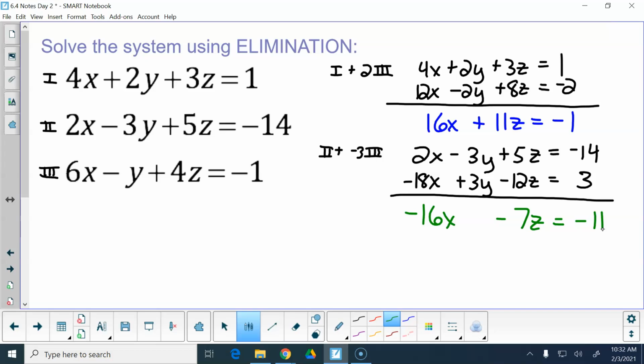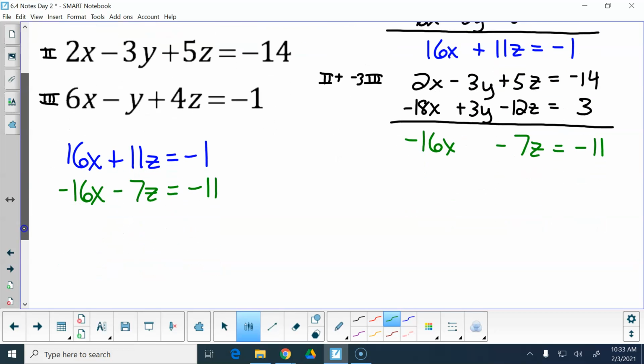Love it. Blue and green, substitution or elimination? Elimination, because we got negative 16 and positive 16 on the x. Yeah. So 16x plus 11z equals negative 1. Negative 16x minus 7z equals negative 11.